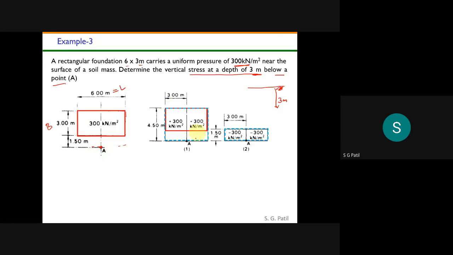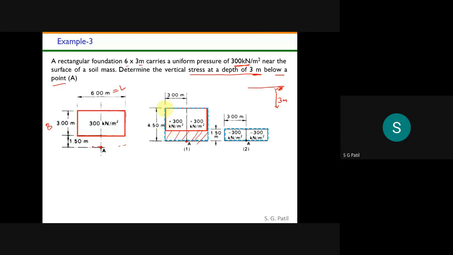Now what I did, I constructed one bigger rectangle here. This bigger rectangle I constructed, and then I have removing here, minus 300. You see, this minus sign, because this is the extra portion I added to make this point a corner of one rectangle. Now see, the point A is a corner of this bigger rectangle, and then also it will become a corner of this smaller rectangle.